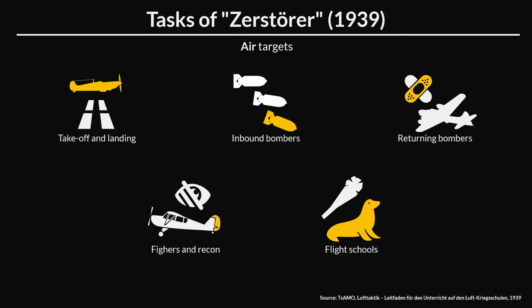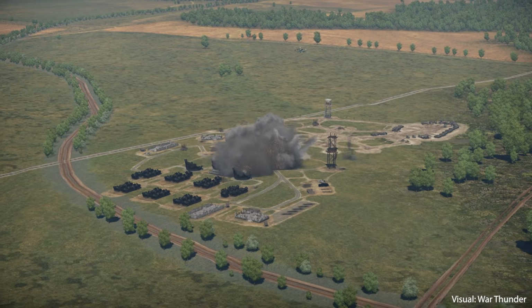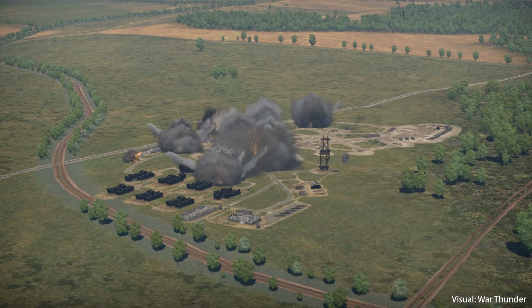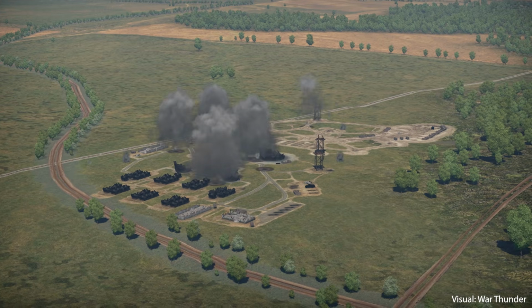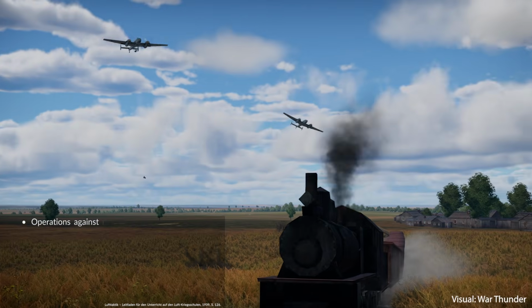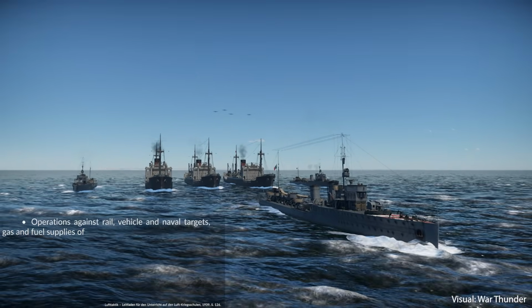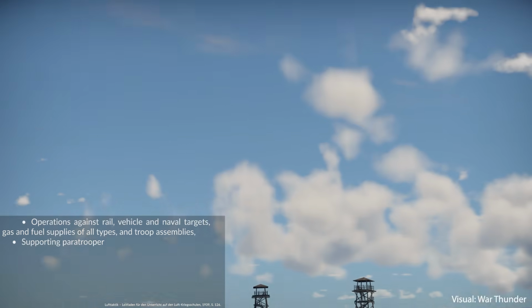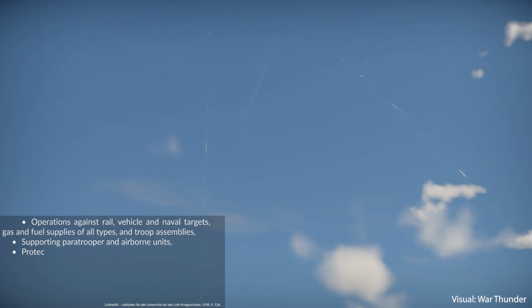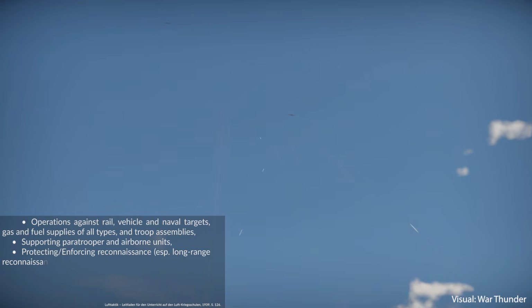On the ground, the targets were aerodromes, maintenance bases, and resupply bases. Of course, beyond this, a series of special tasks could also be given if necessary. Operations against rail, vehicle and naval targets, gas and fuel supplies of all types, and troop assemblies. Supporting paratrooper and airborne units. Protecting and enforcing reconnaissance, especially long-range reconnaissance.